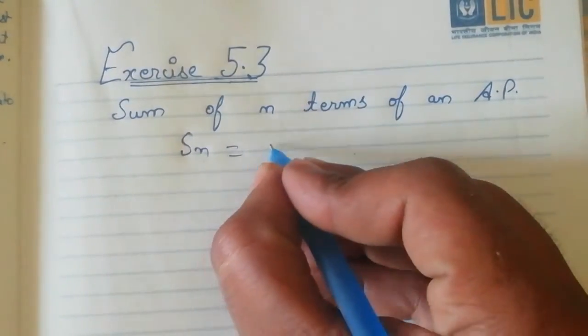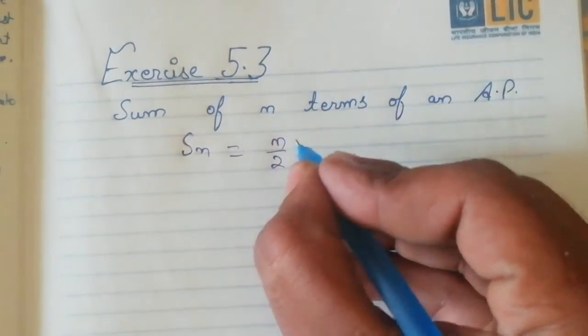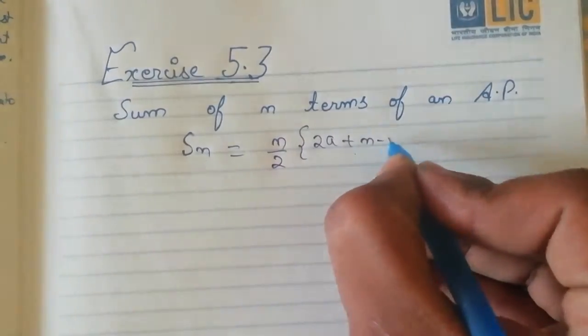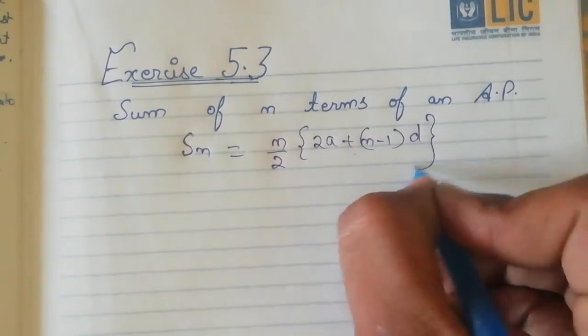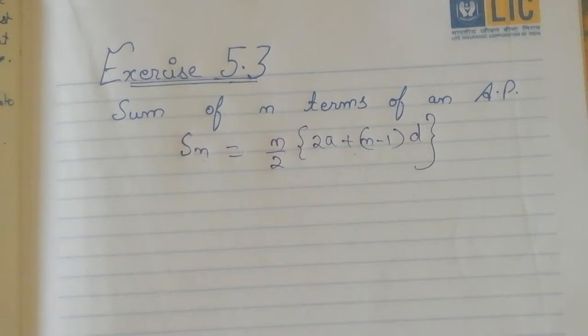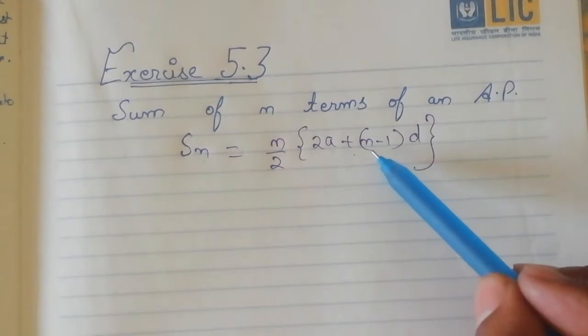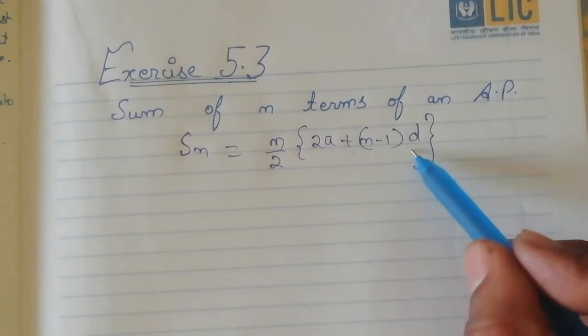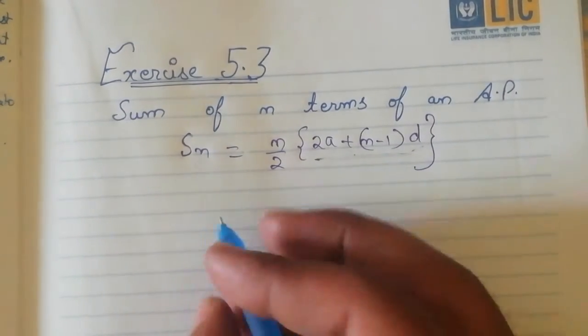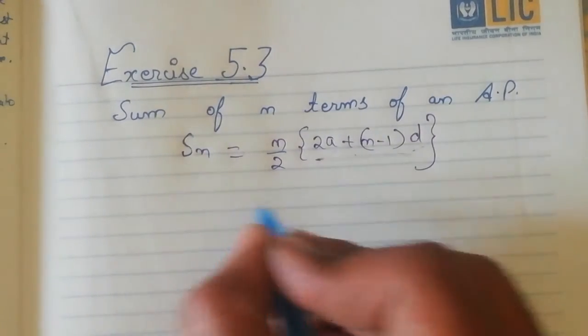It is given by n by 2, where n is the number of terms, times 2a plus (n minus 1) into d. In this way we can find the sum of n terms of an AP. Here a is the first term, n is the number of terms, and d is the common difference. Now, this can be written differently, as we know one formula.